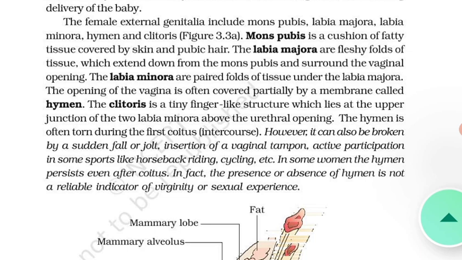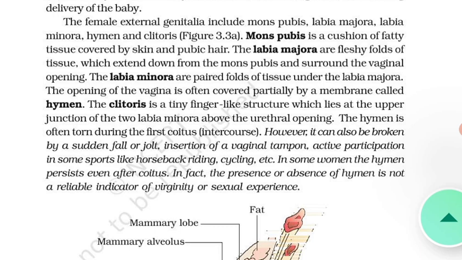The hymen is often torn during the first coitus, that is intercourse. However, it can also be broken by a sudden fall or jolt, insertion of vaginal tampon, active participation in some sports like horseback riding, cycling, etc. In some women, the hymen persists even after coitus. In fact, the presence or absence of hymen is not a reliable indicator of virginity or sexual experience. ठीक है?